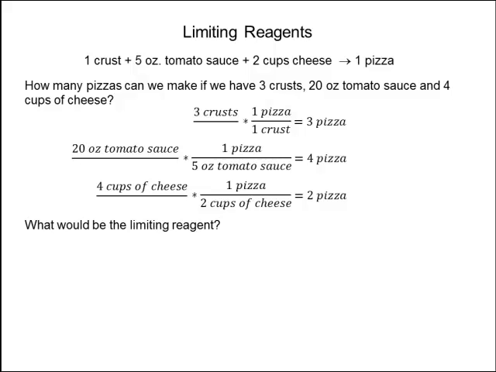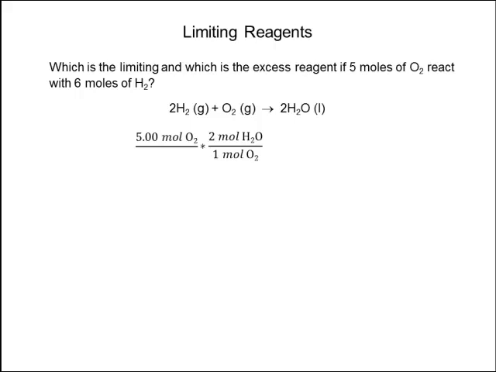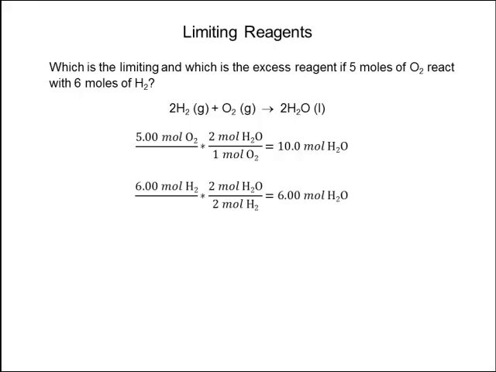Let's look at some actual chemical reactions with regards to limiting reagents. So if I have 5 moles of O2 react with 6 moles of H2, here's my balanced equation. I want to know which one's limiting, which one's excess. Well, to do this, take my 5 moles of O2, figure out how much product would be produced. So I'd get 10 moles of water if all the oxygen reacted. Take my hydrogen, set up my ratio, I'd get 6 moles of water produced.